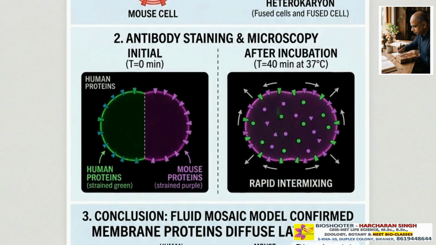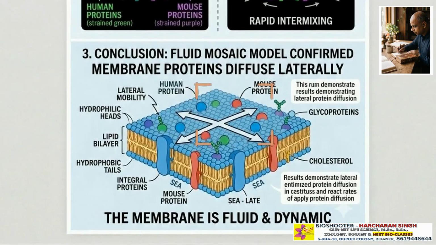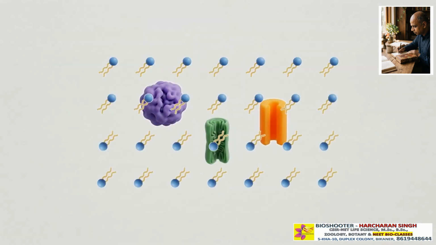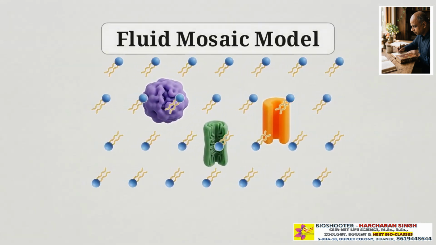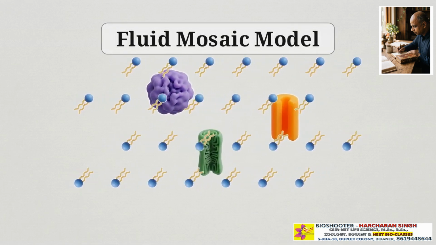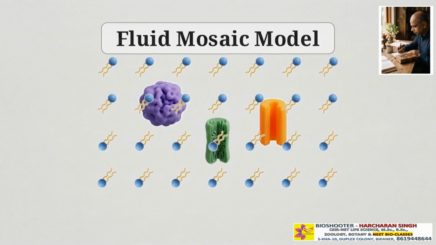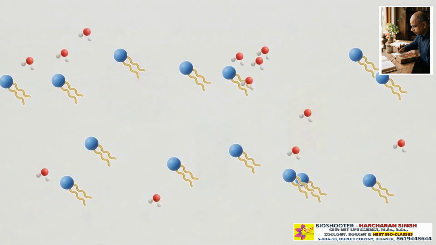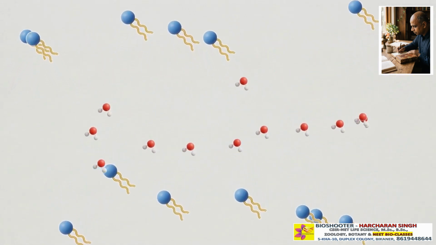This result provided the first direct visualization of lateral protein movement, showing proteins diffuse freely through a liquid environment. This confirmed the fluid mosaic model. It describes the membrane as a shifting sea of lipids, embedded with a functional patchwork of proteins that move and interact within the bilayer. The foundation of this system is the phospholipid bilayer.